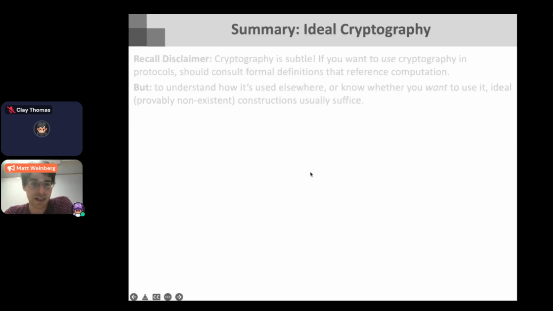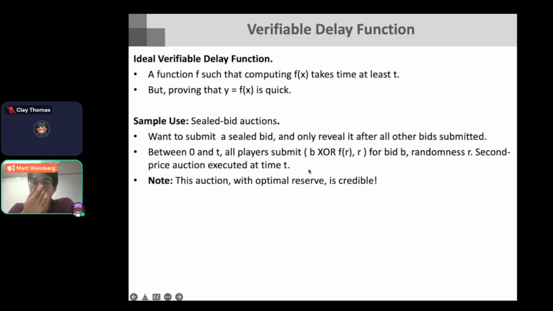Right. And the idea is that between 0 and T, nobody else can learn your bid if the VDF works, and that after T, everyone can figure it out pretty quickly. And so this actually would be credible using just pure cryptography. You have to do a little bit of mechanism design to confirm that it's credible, as long as the auctioneer uses the optimal reserve, but it's a lot shorter than the previous one.